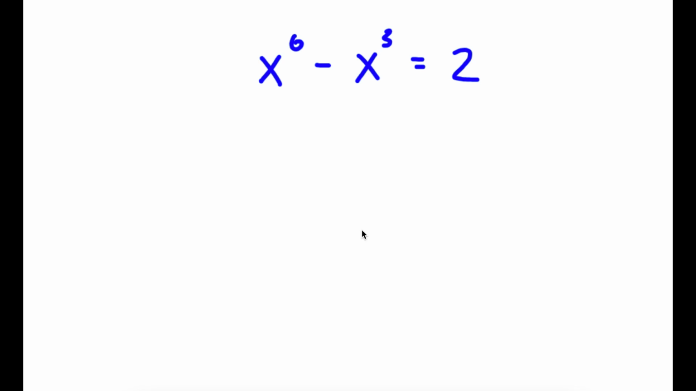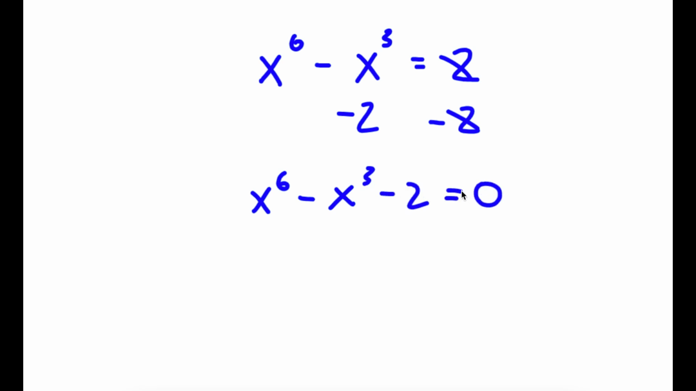Alright, so in this problem, I have x to the power of 6 minus x to the power of 3 is equal to 2. So to solve this, I'm going to first start by subtracting 2 on both sides. So now I have x to the power of 6 minus x to the power of 3 minus 2 is equal to 0.